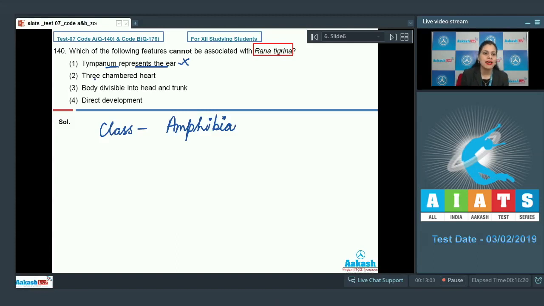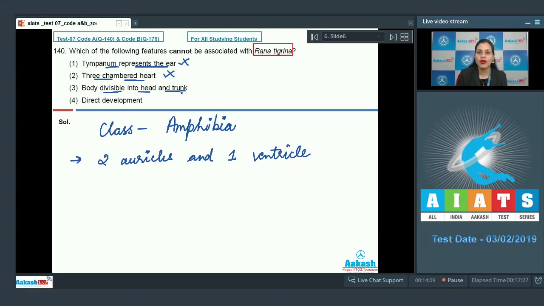The next option given is 3-chambered heart, and as it is also a correct statement, this cannot be a correct answer to our question because in amphibians the heart is 3-chambered, having 2 auricles and 1 ventricle. The next statement is body divisible into head and trunk, and as it is also a correct statement with respect to Rana tigrina, this cannot be a correct answer to our question because the body of amphibians is divisible into head and trunk. Neck region is absent in amphibians.